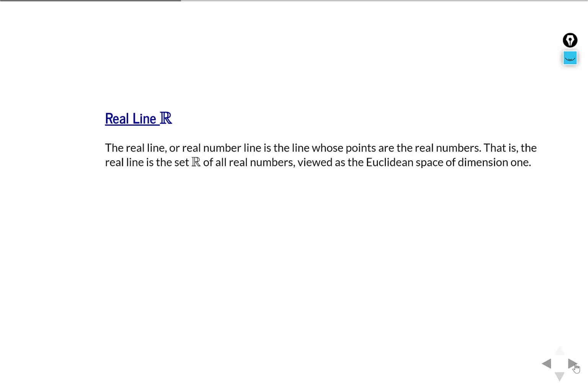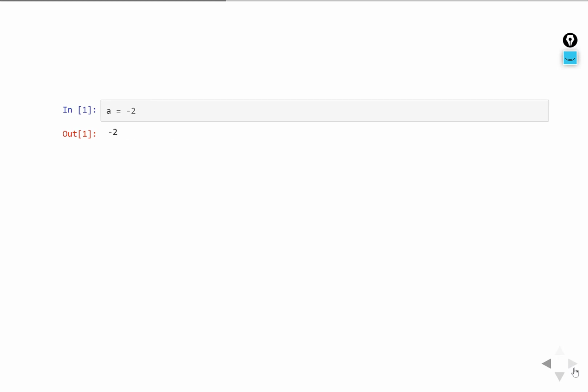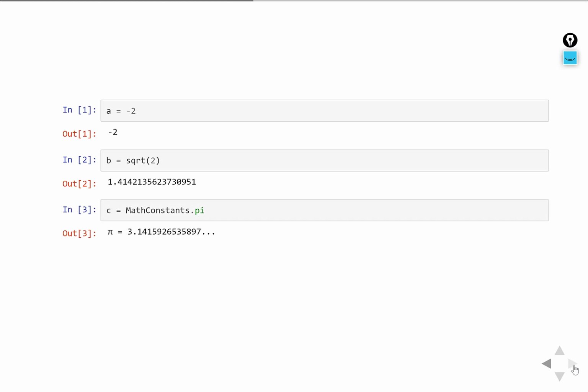First, let's look into the one-dimensional Euclidean space. The one-dimensional Euclidean space is simply the real line, the line whose points are the real numbers. And in Julia, we can define a point using a real number by simply assigning a number to a variable.